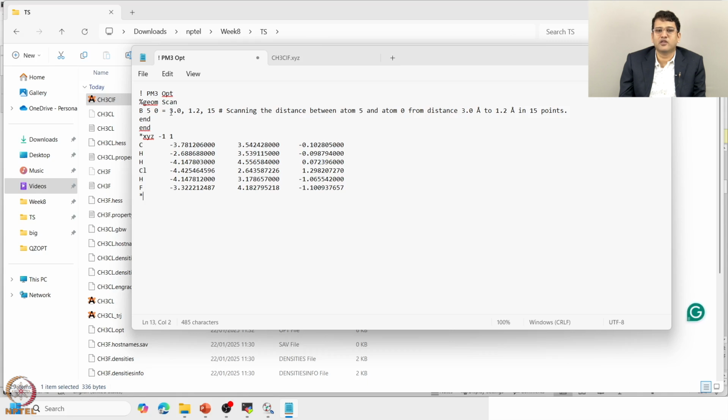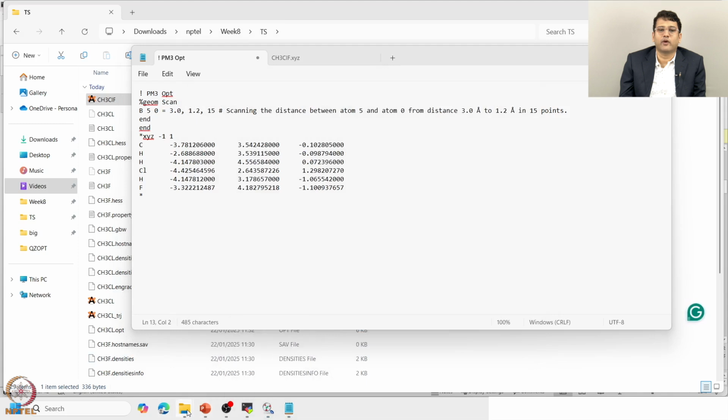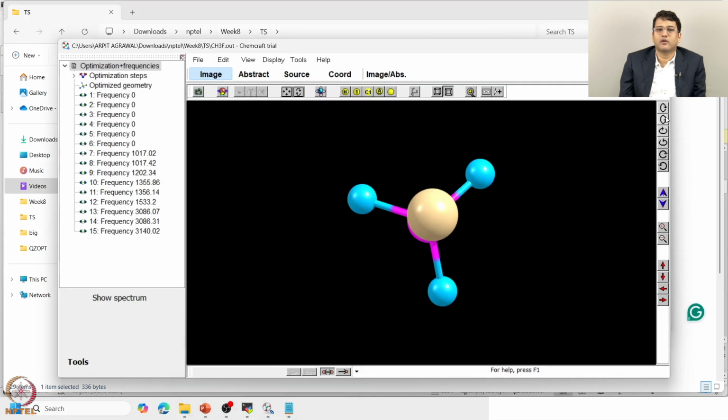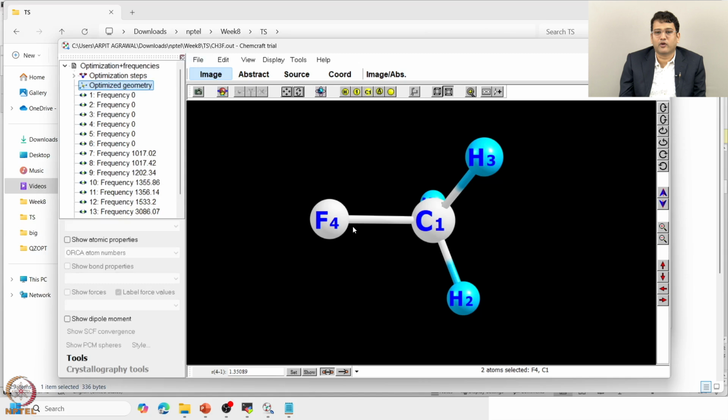So, I am scanning, changing the bond of carbon to fluorine starting at 1.2. And if I again go back, I hope I have the fluorine geometry, and this bond length was 1.35, the fluorine and carbon. This is the optimized geometry and this is the bond length, 1.35. So, that means this is my equilibrium geometry.